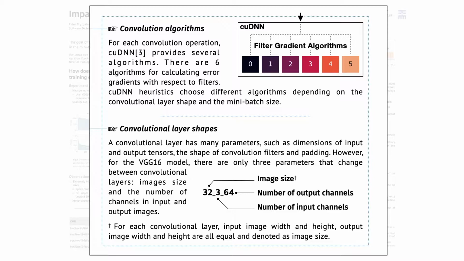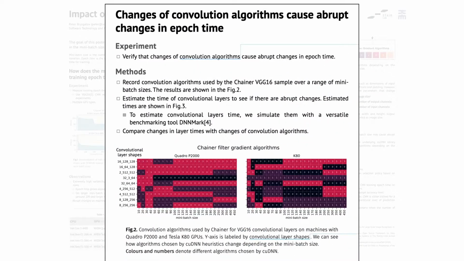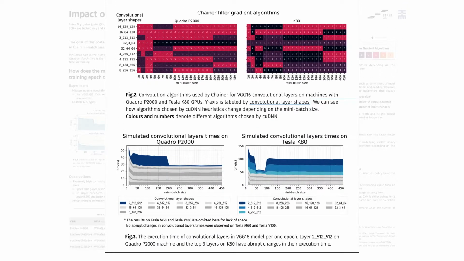To verify that changes of convolutional algorithms in cuDNN cause the abrupt changes in epoch time, we recorded convolution algorithms used by the sample CNN over a range of mini-batch sizes on all GPUs we used in the previous experiment, as shown in Figure 2. Then we simulated convolutional layers from VGG16 model with a benchmarking tool and estimated the epoch time for each layer. We show the estimation results in Figure 3.